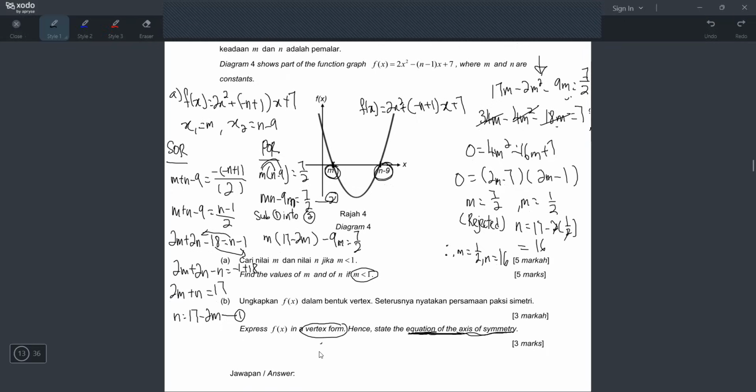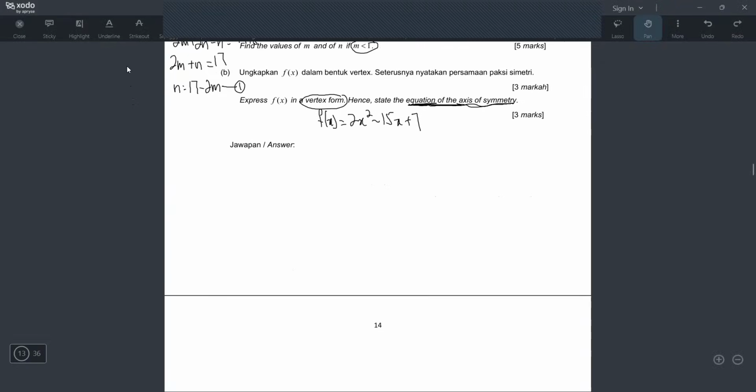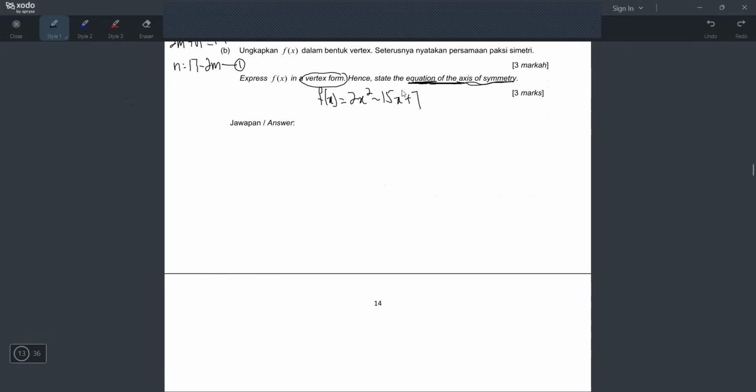So let's write down the equation. f(x) equals 2x squared plus negative n plus 1. But I already know the n is 16. So negative 16 plus 1 is just negative 15x, and then plus 7. So this is my equation. So now my job here is to do completing the square and then change to vertex form.